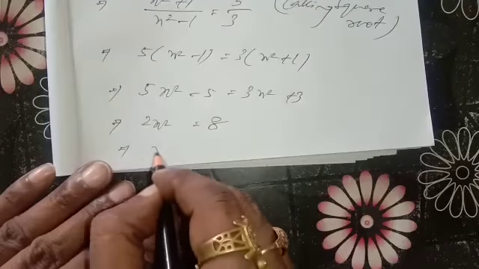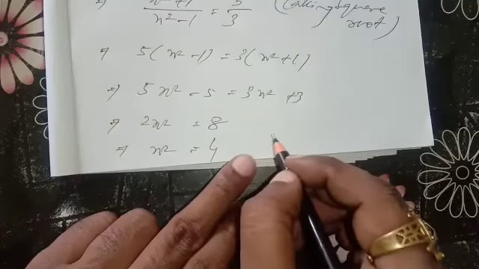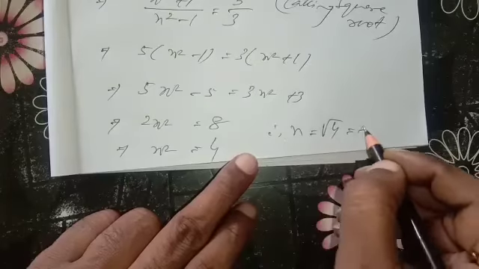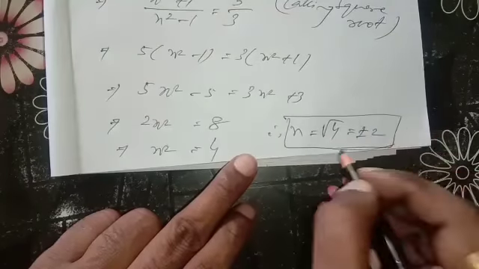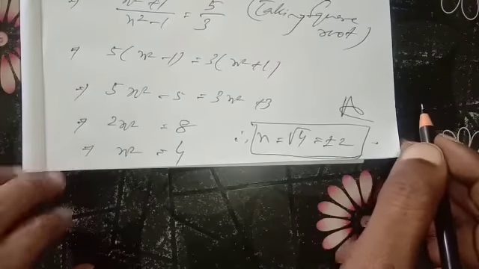That means x square equal to how much coming? x square equal to 4. If x square equal to 4, therefore x will be how much? Root over of 4, that is plus minus 2. Okay. In this way, number 3 also completed using properties of proportion.